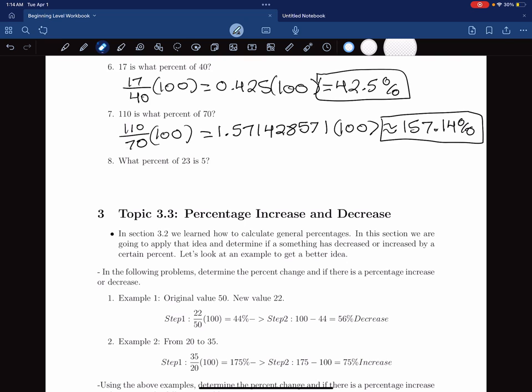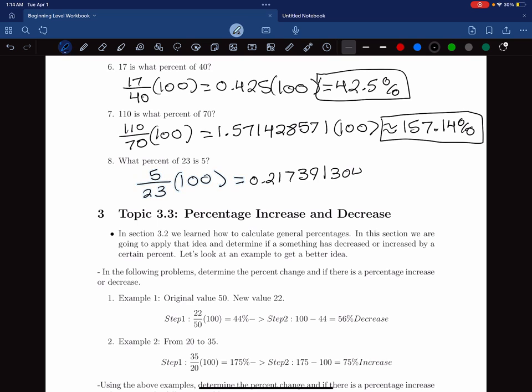So we're going to put 23 in the denominator. And then in the numerator, we're going to put 5. And we're going to multiply by 100. And 5 divided by 23 is 0.217391304. Then we'll multiply that by 100, and that will get you 21.74%.